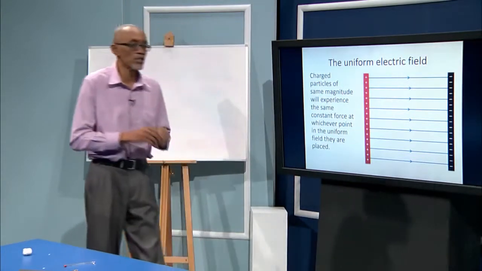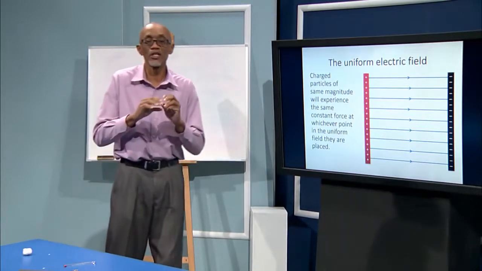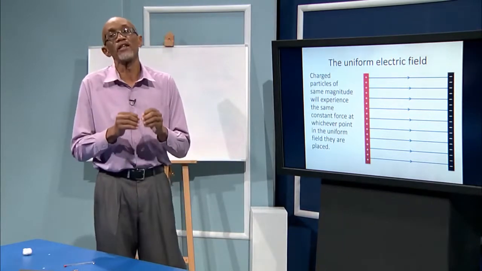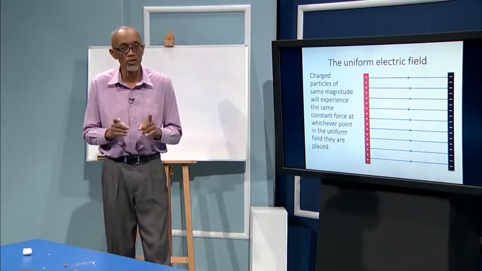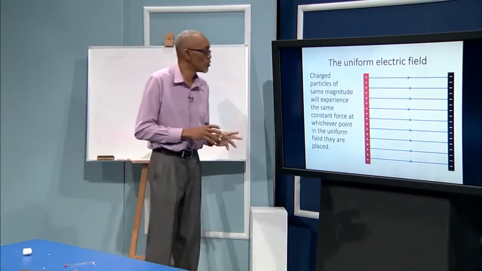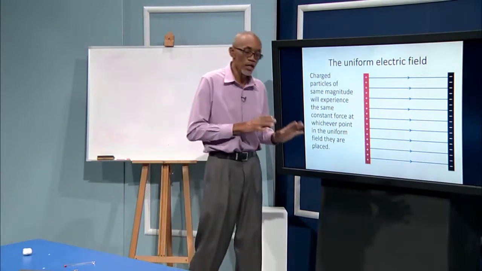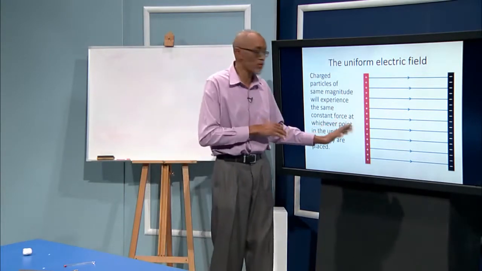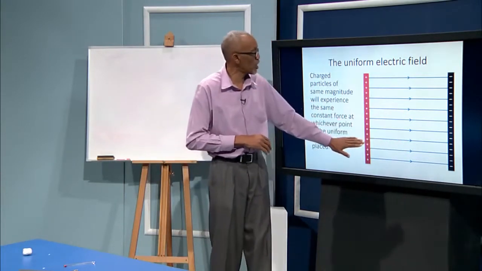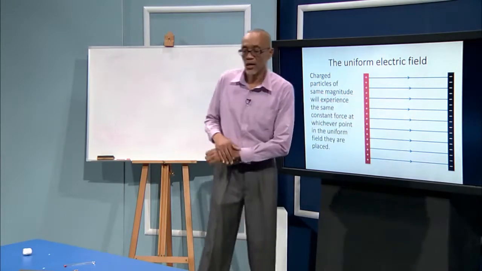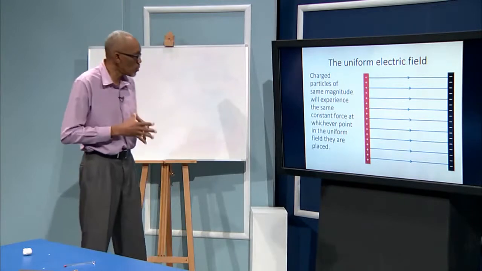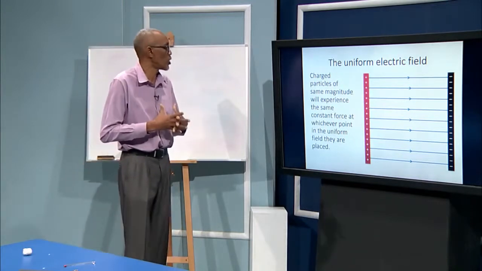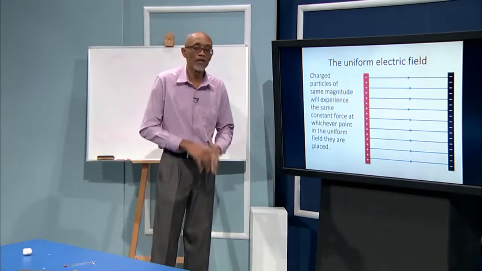All right? And if all the charges have the same magnitude, then they will all experience the same magnitude of force in the uniform electric field, even though the force may be in opposite directions, as we saw with the negative charge here and the positive charges. So they will experience the same constant force at whichever point in the uniform field they are placed.